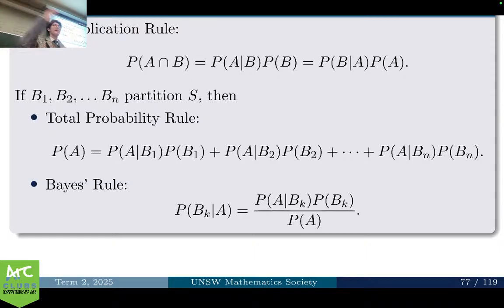And so the probability of A occurring will just be adding up all the probabilities that A occurs, given that B1 all the way up to Bn occurs. So you have to add all those separate probabilities up. This will make more sense in the context of a question. And also we have Bayes' theorem, where you can see from the multiplication rule that P of Bk given A equals the probability of A given Bk times the probability of Bk over the probability of A.